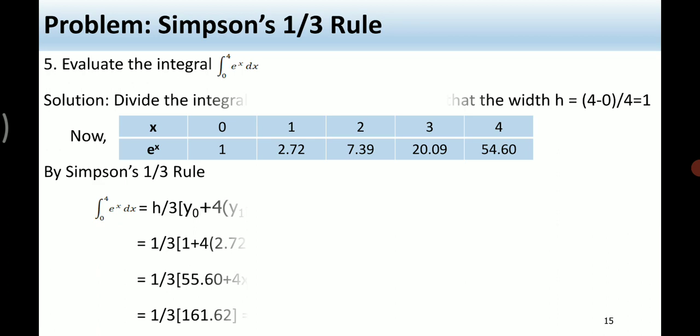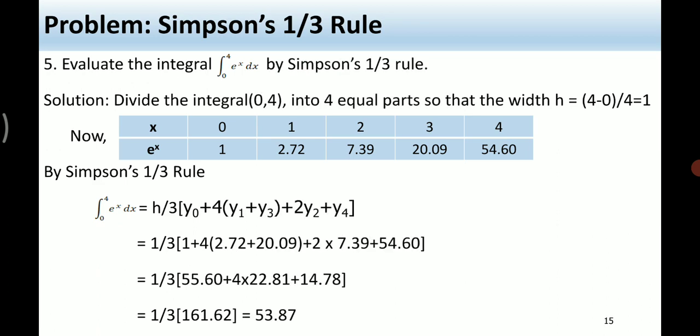Next we'll see a problem based on Simpson's 1/3 rule. Evaluate the integral of e power x dx by Simpson's 1/3 rule. Here the integral is given in the limits 0 and 4. The lower limit is 0 and the upper limit is 4. In the solution we have to divide the interval 0 to 4 into 4 equal parts.